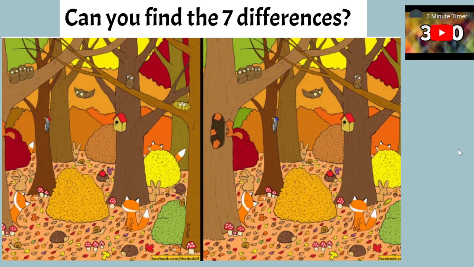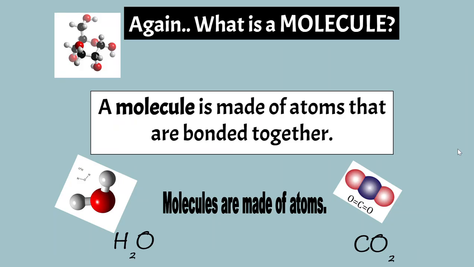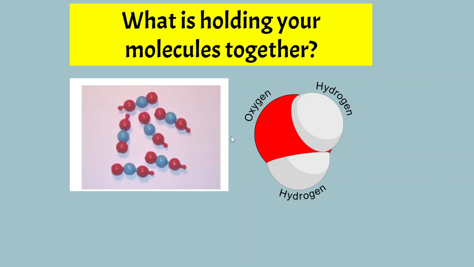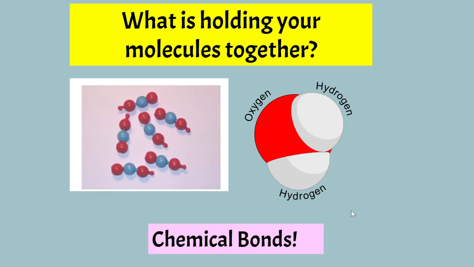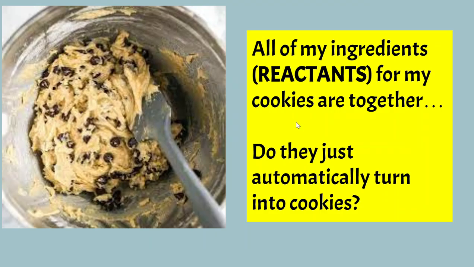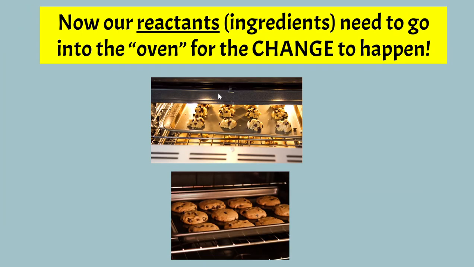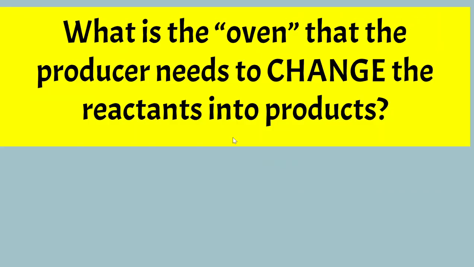Okay, and then as people were coming back to tables, we actually looked for 7 differences here. And one more reminder, what is a molecule? It's just a bunch of atoms that are bonded together. And it is chemical energy or chemical bonds that hold your atoms together to make a molecule. Okay, so when we think back to our cookie example, all of the ingredients or reactants for the cookie are together in here, and nothing happens until I stick it in the oven, right? So our reactants had to be put in the oven.